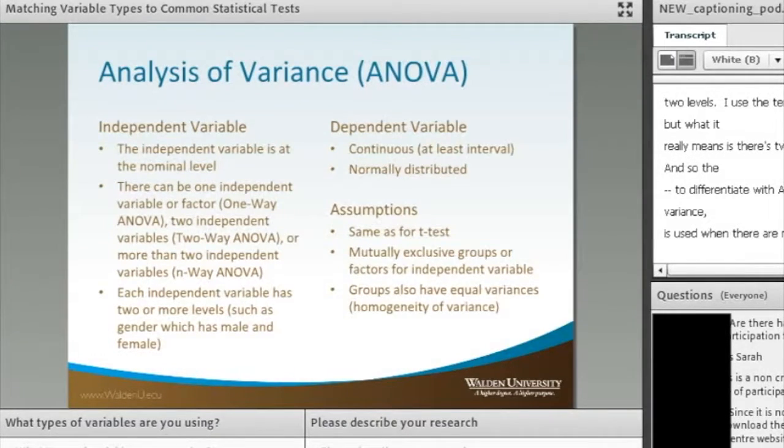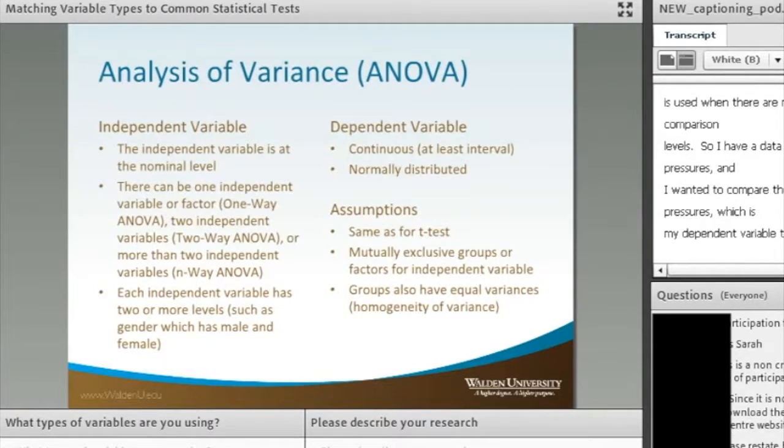So I have a data set of blood pressures, and I wanted to compare the mean blood pressures, which is my dependent variable, to their ethnicity. And I had more than two levels. So let's say I have white, African American, and Hispanic. So I could do a one-way ANOVA on that group. If I wanted to add another independent variable, say their gender, then I could do a two-way ANOVA.